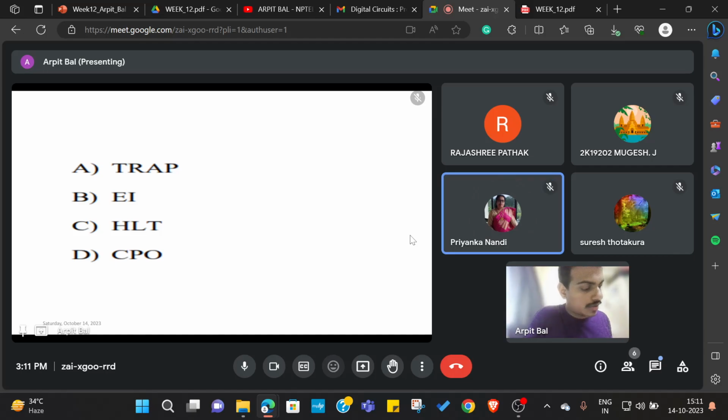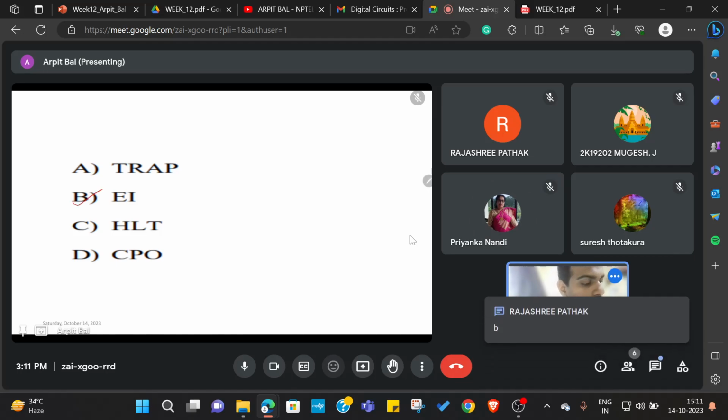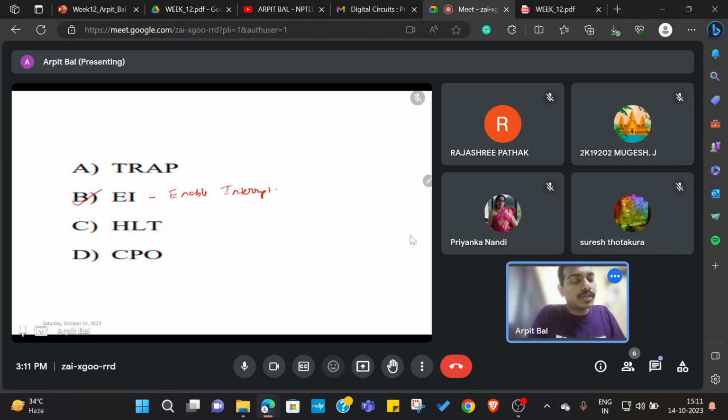EI. Correct, EI is enable interrupt. Okay, similarly, the interrupt enable flip-flop is controlled using basically two instructions, EI and DI, right?